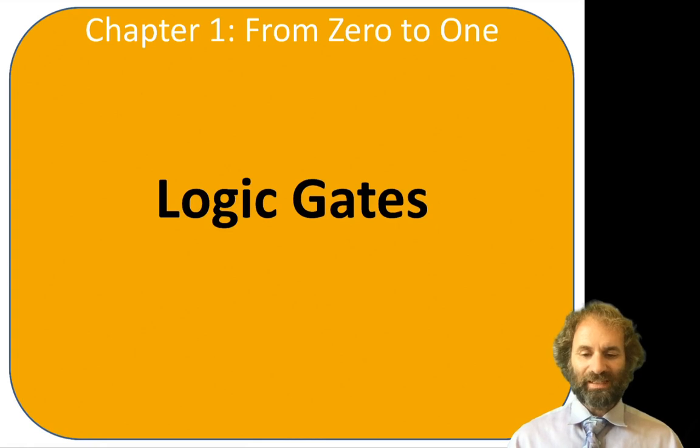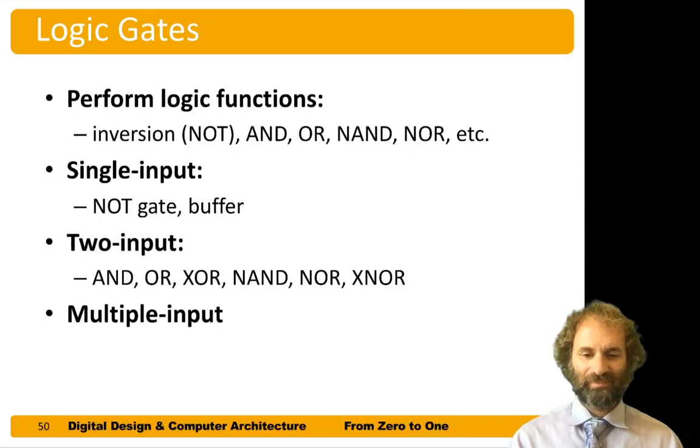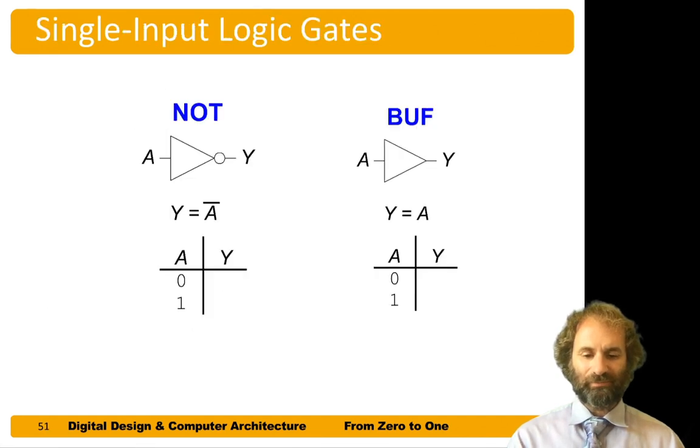Our topic today is logic gates. So logic gates are circuit elements that take zeros and ones in and put zeros and ones out. And they can do all different functions that we'll talk about. Simplest logic gates just take a single input and generate a single output.